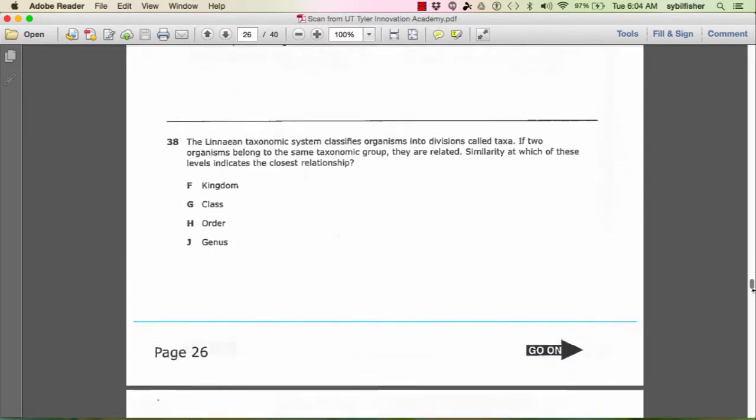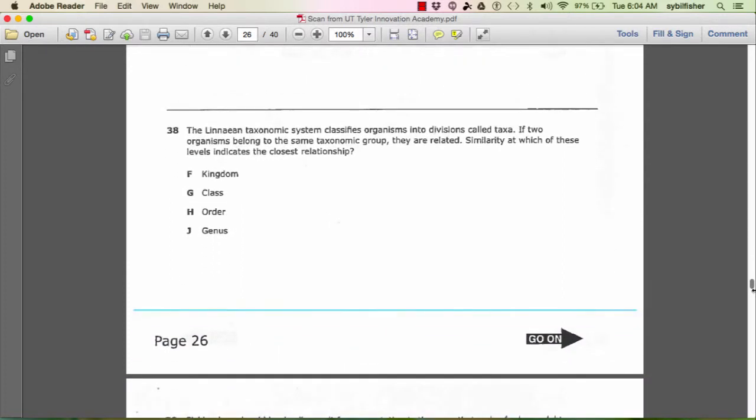38. The Linnaean taxonomic system classifies organisms into divisions called taxa. If two organisms belong to the same taxonomic group, they are related. Similarly, which of these levels indicates the closest relationship? F. Kingdom. G. Class. H. Order. J. Genus.